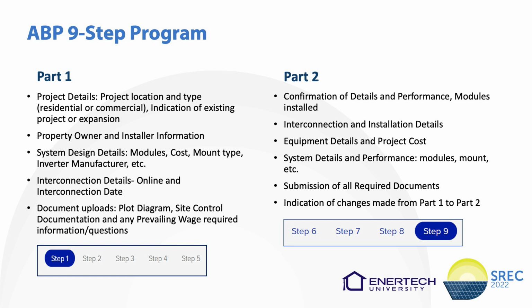The Part 2 information needed will be a confirmation of details and performance, such as the modules installed, the inverter, and the year-to-date performance production of the system. They will also ask for the interconnection and installation details, the equipment details and project cost, the system details and performance, including the modules, the mount, and whether or not there were any changes that occurred between Part 1 and Part 2, and all of the required documents needed. Once the Part 2 is submitted for verification, the project will be added to the invoice for that quarter so that the payout can be distributed to the customer.